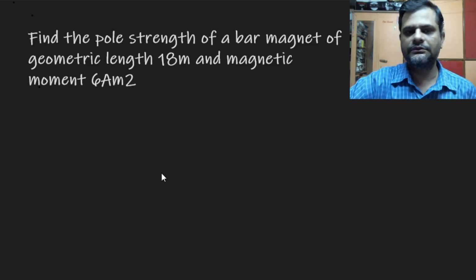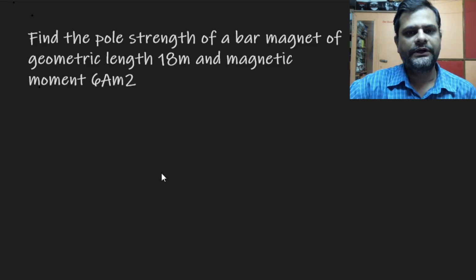Let us try to solve this question. Find the pole strength of a bar magnet of magnetic length 18 meter, geometric length 18 meter and a magnetic moment of 6 ampere meter square. Okay, so let us see, there is a magnet whose pole strength is to be found out, and its geometric length here is going to be 18 centimeter.